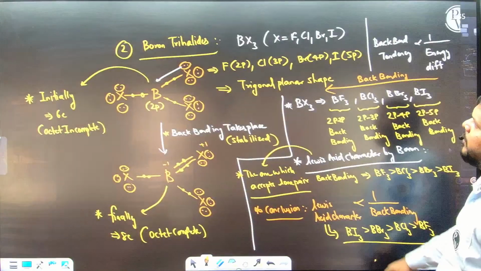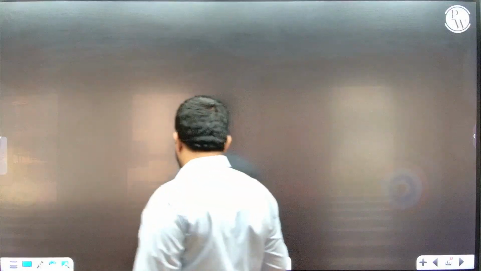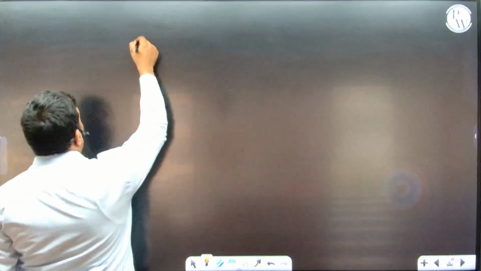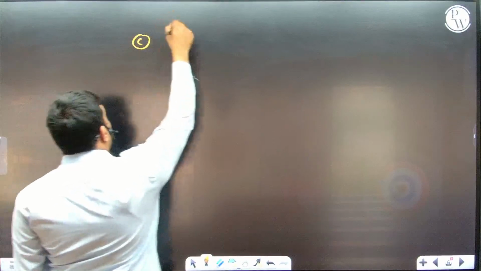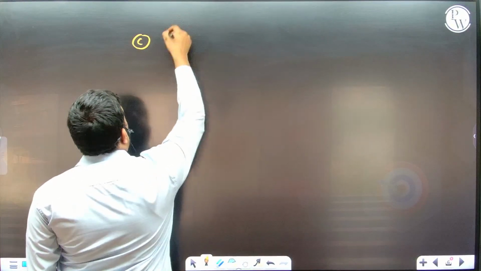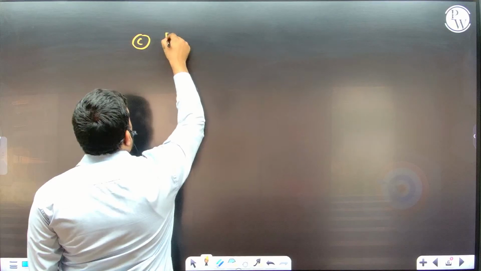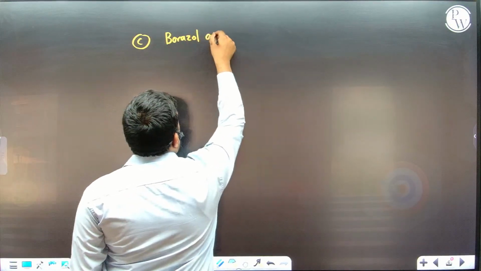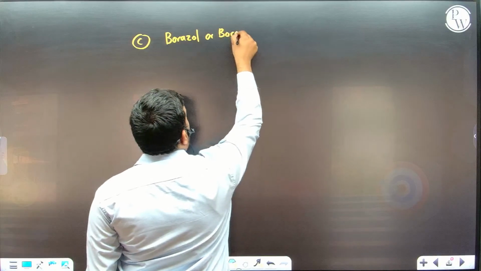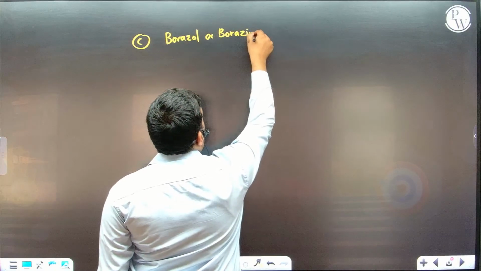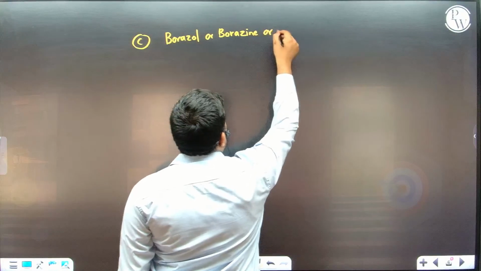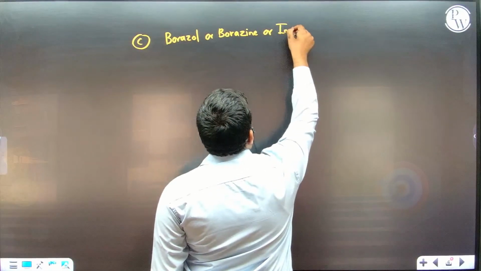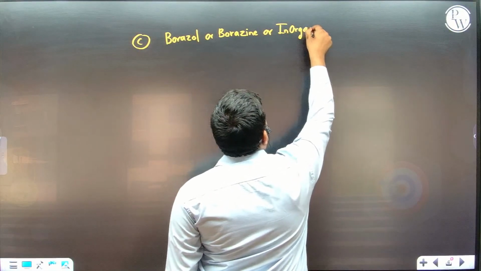Now we talk about boron trihalides. Now we are discussing the next compound of boron, that is nothing but borazole, or borazine, or we call it as inorganic benzene.